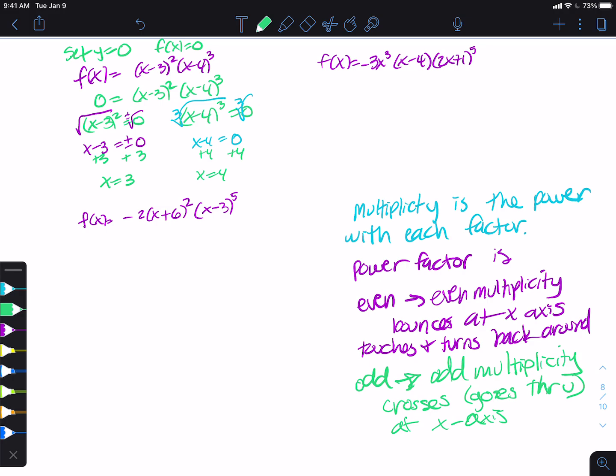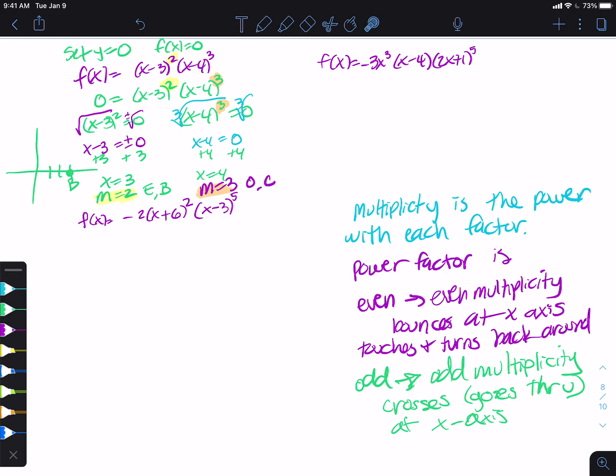So here in this picture, at 3, let's find the multiplicity first. Since this is a power of 2, the multiplicity is 2. That means it's even and going to bounce. The E stands for even, B stands for bounce. So at this x-intercept, it's going to bounce. If we look at this power, this power is a 3, so its multiplicity is 3, so it's odd and it's going to cross.